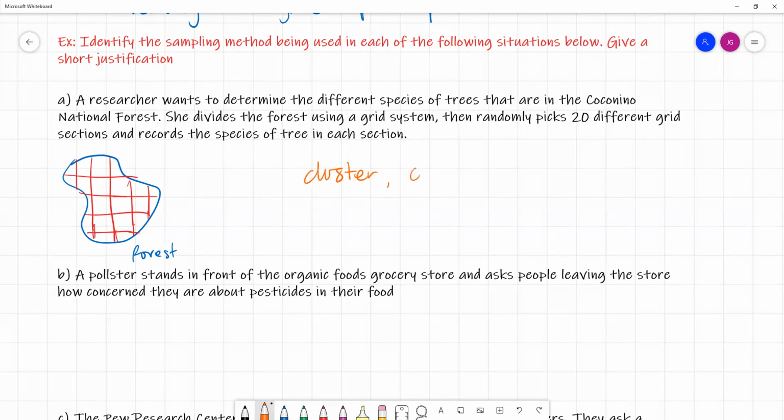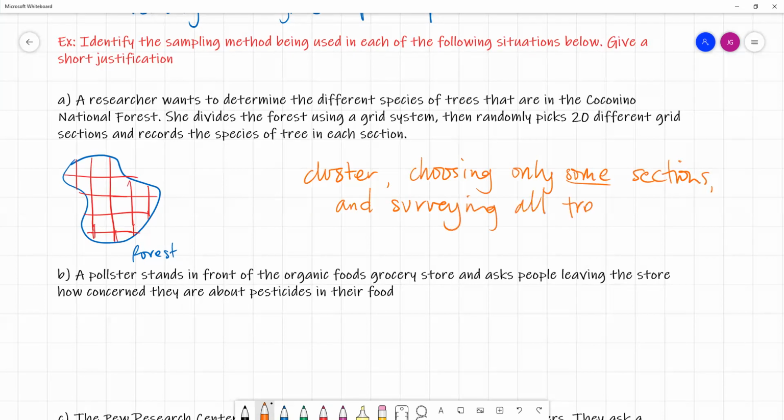Because she's choosing only some sections and surveying all trees in those sections. It would be systematic if she went into every single section, every single grid square, and surveyed some of the trees in those squares.